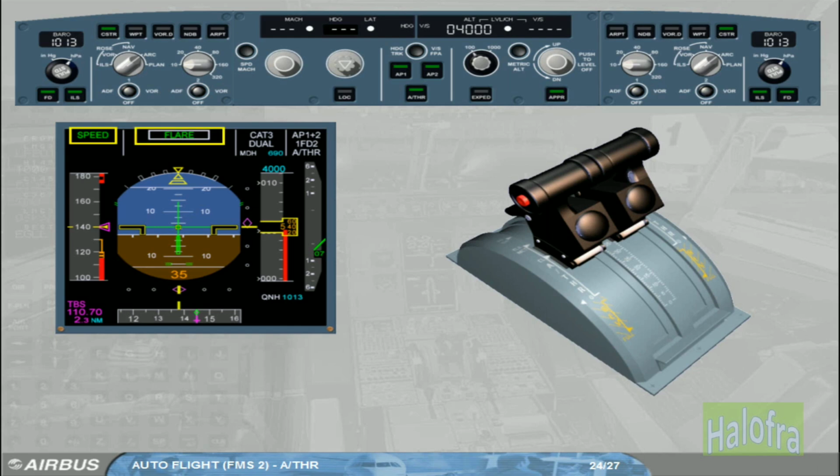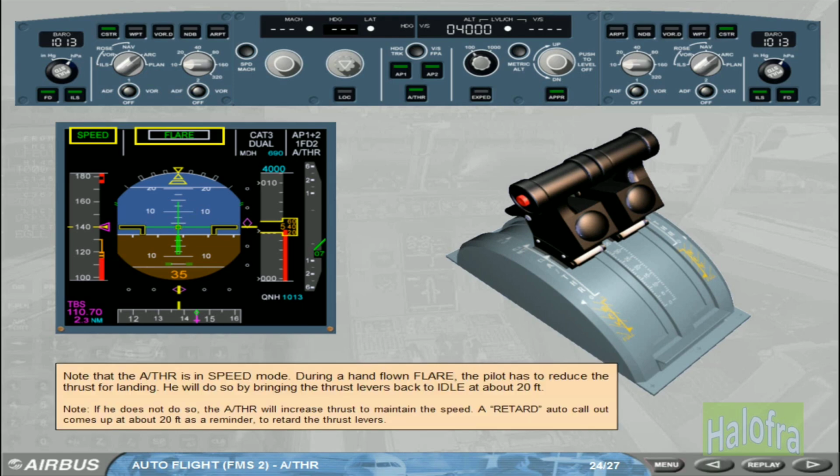During a hand-flown flare, the pilot has to reduce the thrust for landing. He will do so by bringing the thrust levers back to idle at about 20 feet. Note, if he does not do so, the autothrust will increase thrust to maintain the speed. A RETARD auto call-out comes up at about 20 feet as a reminder to retard the thrust levers.